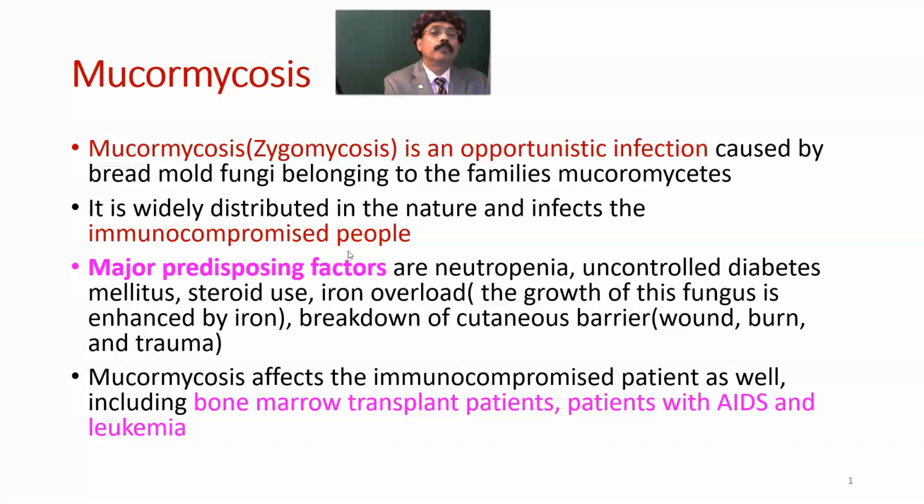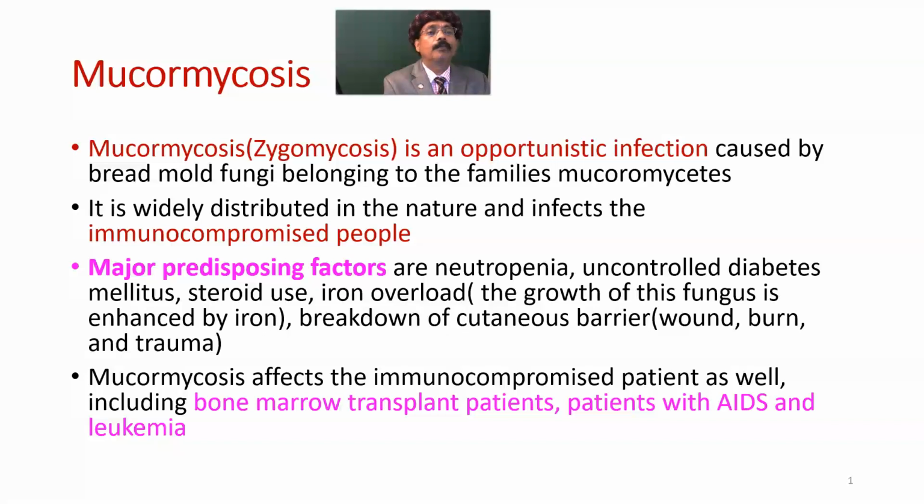People with immunosuppression have the chance to get mucormycosis. The major predisposing factors are neutropenia, that is a lack of white blood cells in the blood, uncontrolled diabetes mellitus, steroid use, and iron overload. Growth of the fungus is enhanced by iron. This is seen in patients with thalassemia who are taking iron chelating agents like deferoxamine.